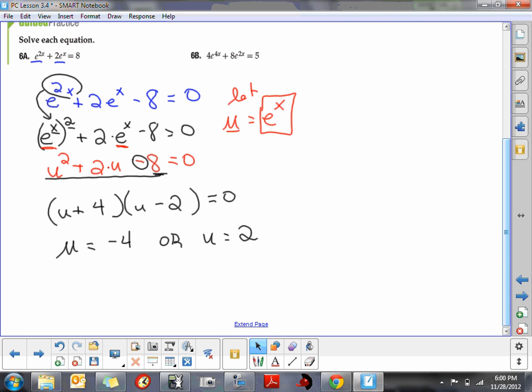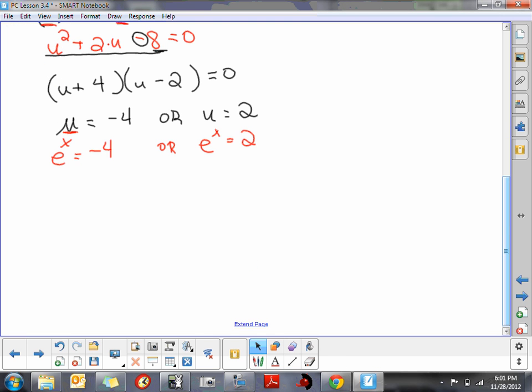Now I come back and say, well, it didn't start off as a u in this equation. The u really represented another expression, which was e to the x. So we replace the u back with the original value of e to the x. And e to the x would have to equal negative 4, or e to the x would have to equal 2. And now we have to solve these resulting equations.